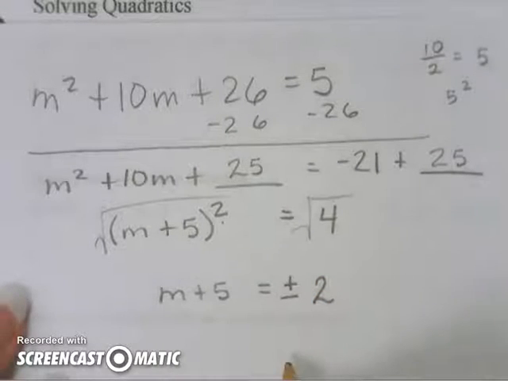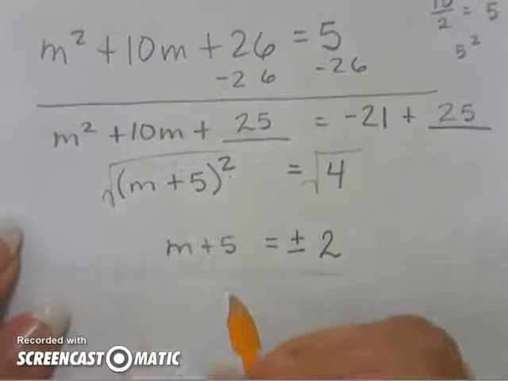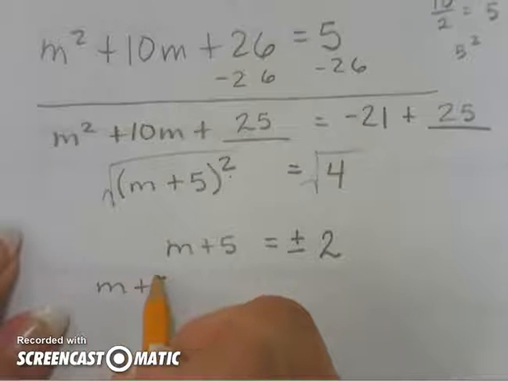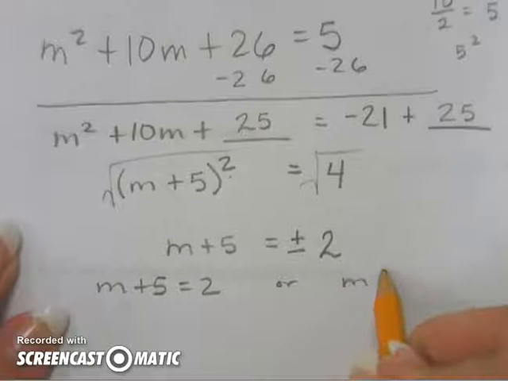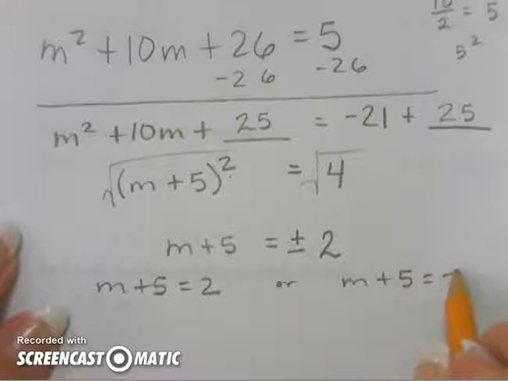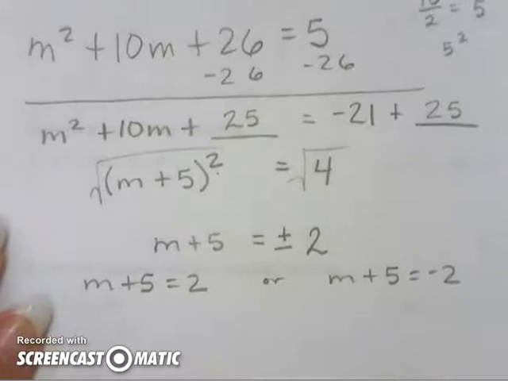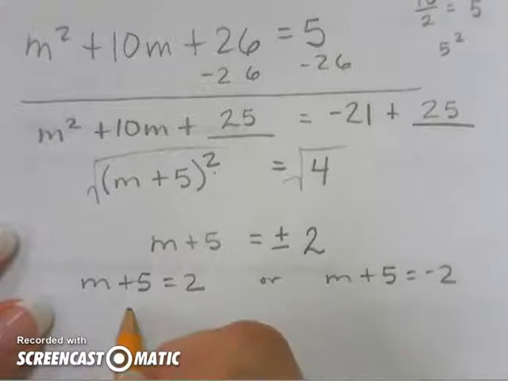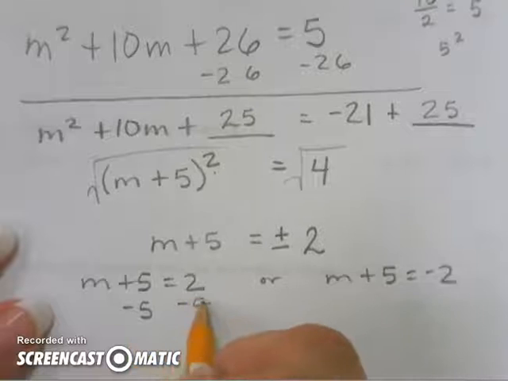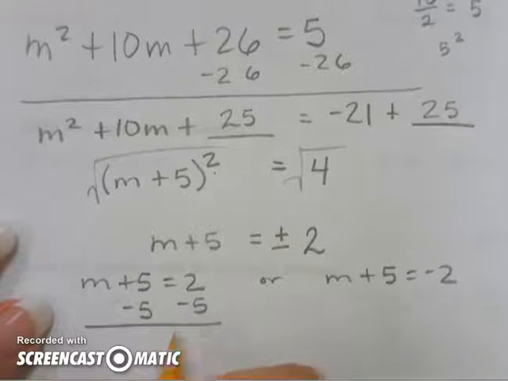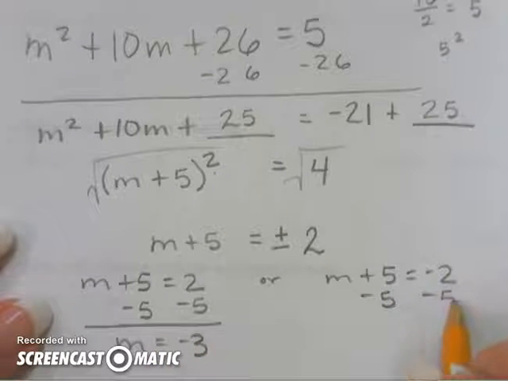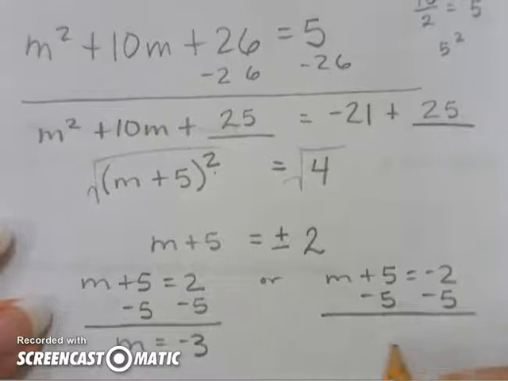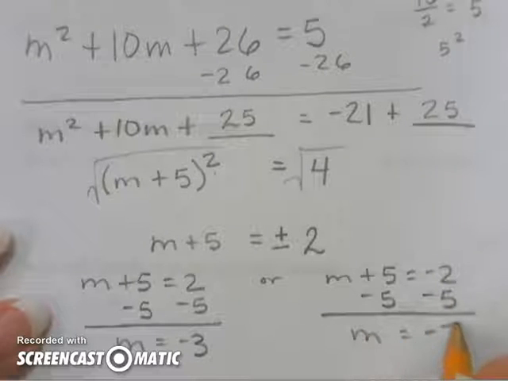Now I have two equations that I must solve. m plus 5 equals 2, or m plus 5 equals negative 2. Both of these equations must be solved. Subtract 5 from both sides of the equation, so I get m equals negative 3. Subtracting 5 here for this problem on both sides, and I get m is equal to negative 7.